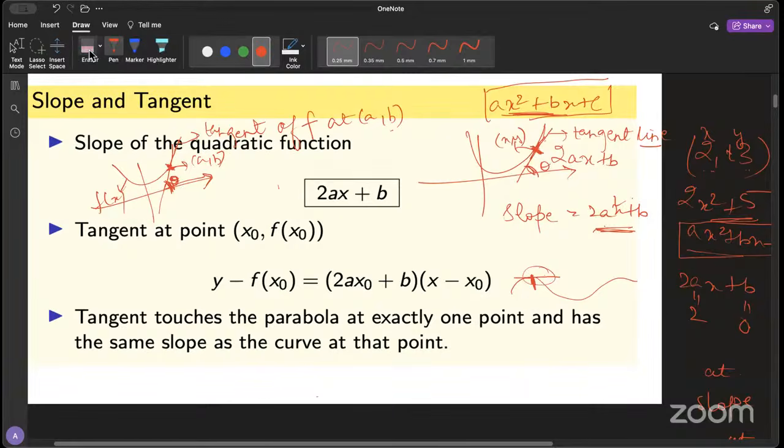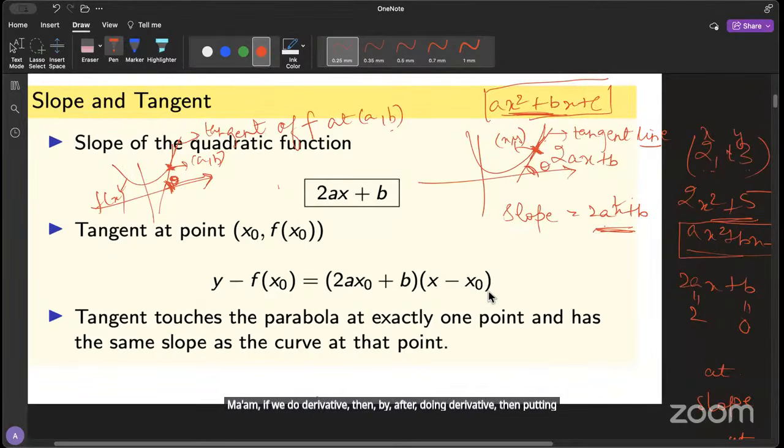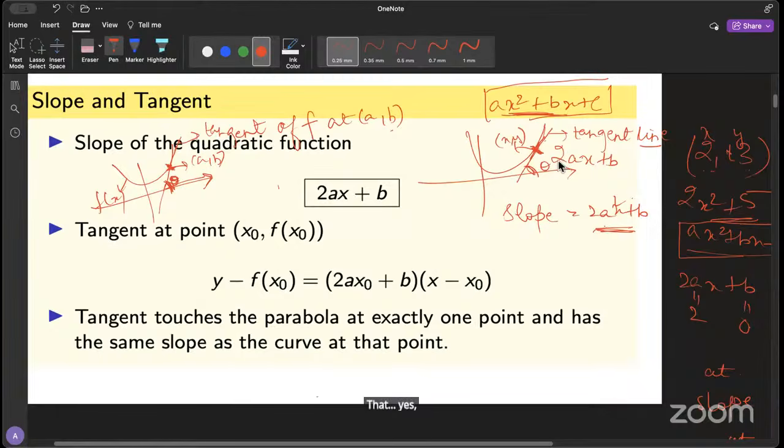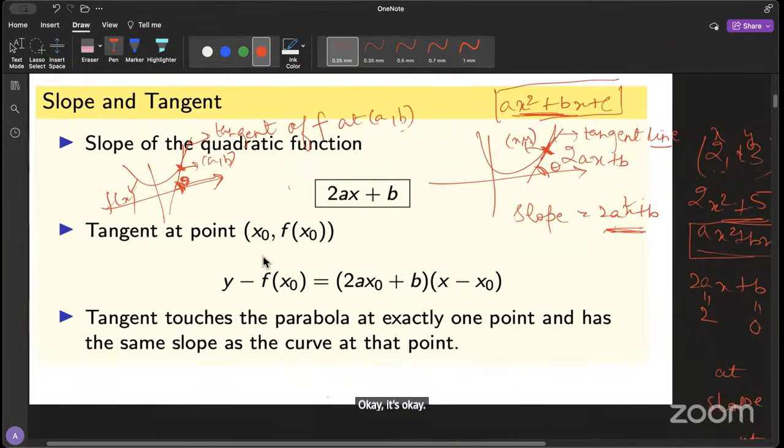Ma'am, if we do the derivative, then after doing the derivative, putting the value of x in the equation, we can also get the equation, right? Yes, that's what we've done. 2ax plus b is the derivative. Oh, okay. But a lot of people don't know derivatives yet, right? That's why I'm not using that term here. Okay.